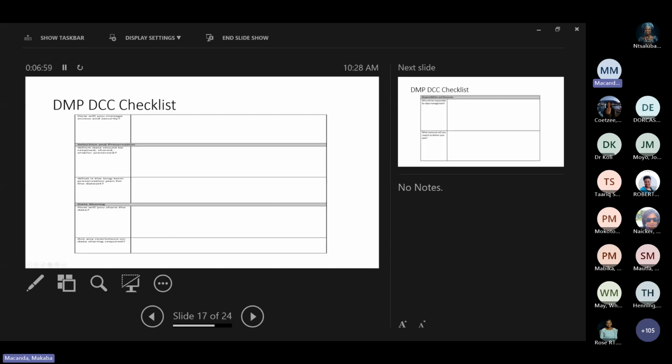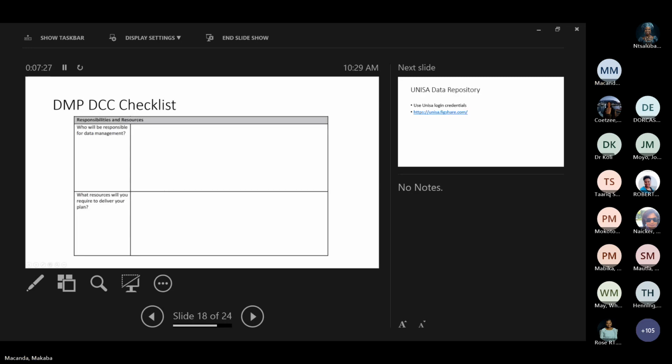How will you manage your access and security? Which data should be retained or preserved? We don't have a preservation solution at this stage, but it's something that the library and ICT are working on. What is the long-term preservation plan for the data sets? I think I've spoken to this in the above topic. And data sharing: how will you share your data? Are there any restrictions on data sharing that are required?